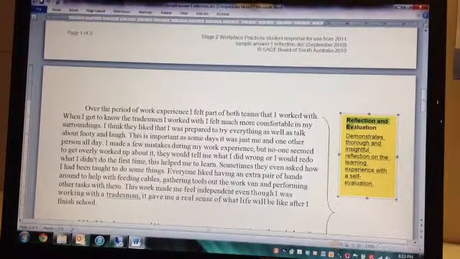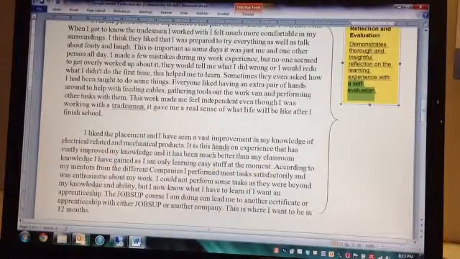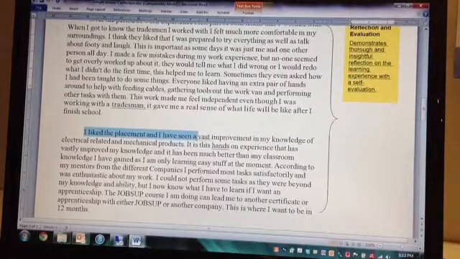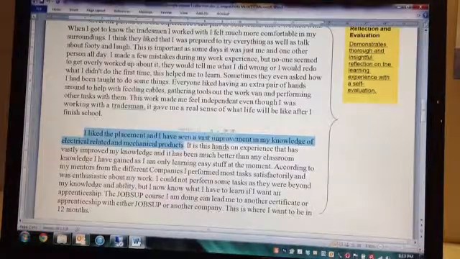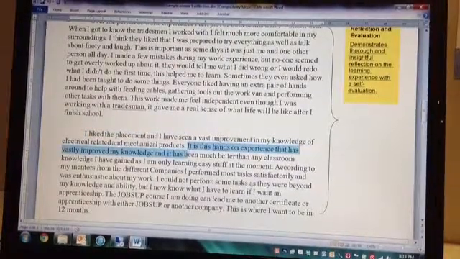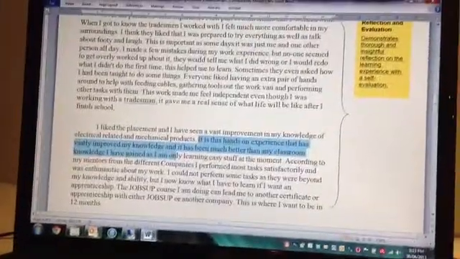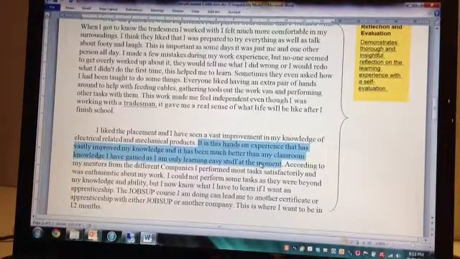So the reflection evaluation part, self-evaluation, how they went, even though they made mistakes. The student is really reflecting at a high level. I like the placement, and I have seen a vast improvement in my knowledge of electrical related and mechanical products. In this hands-on experience that has vastly improved my knowledge and skills, it's been much better than any classroom knowledge I've gained, as I am only learning easy stuff at the moment.